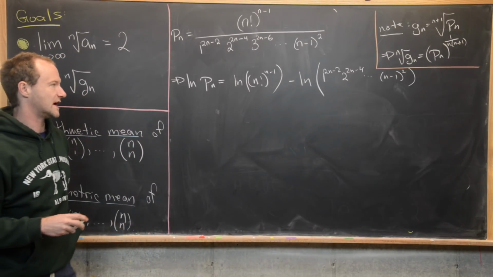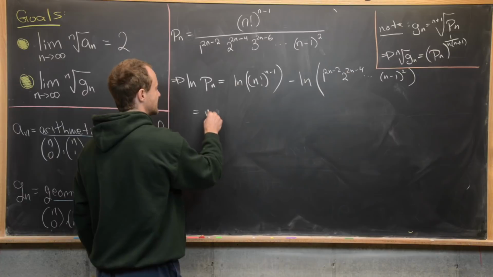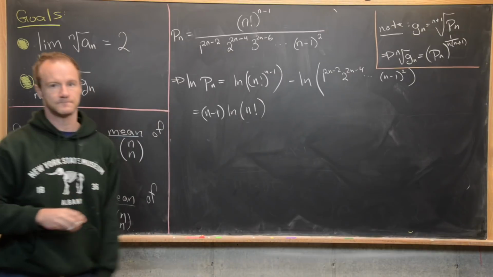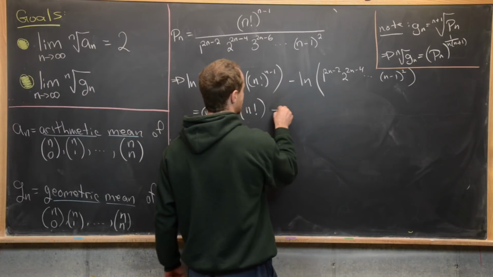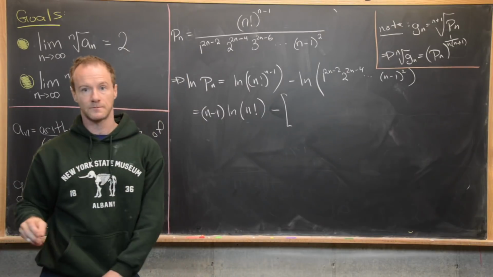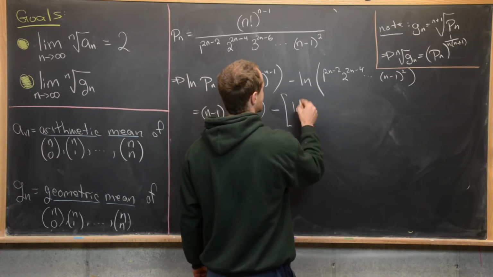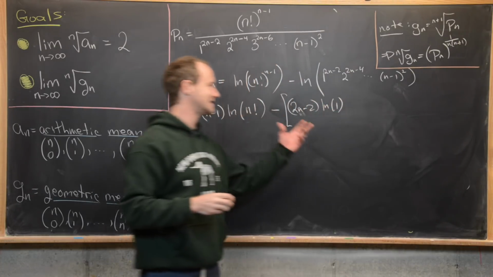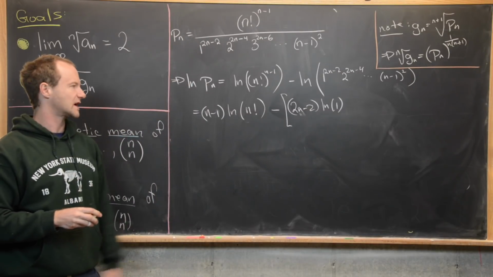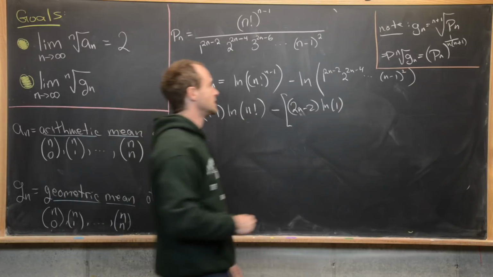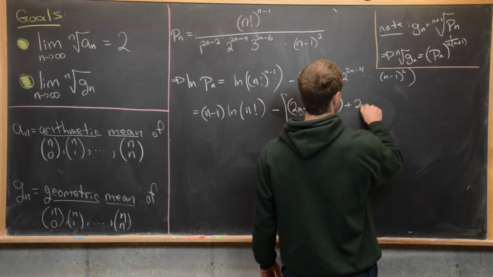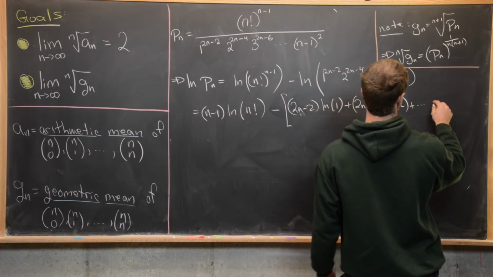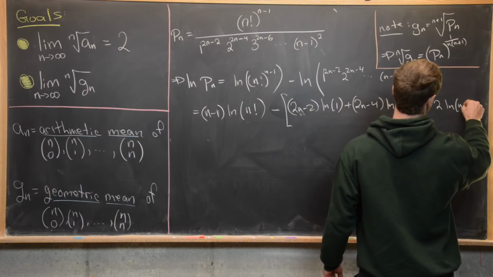Now let's apply some more natural log rules here. So I can rewrite this as n minus 1 times the natural log of n factorial. And then this is going to be minus, now I'm going to put big brackets here, and we're going to have 2n minus 2 times the natural log of 1. And you might say, well, I know that the natural log of 1 is 0, but we're going to leave it in there just so that we have some structure. And then it's going to be plus 2n minus 4 times the natural log of 2, plus all the way down to 2 times the natural log of n minus 1.